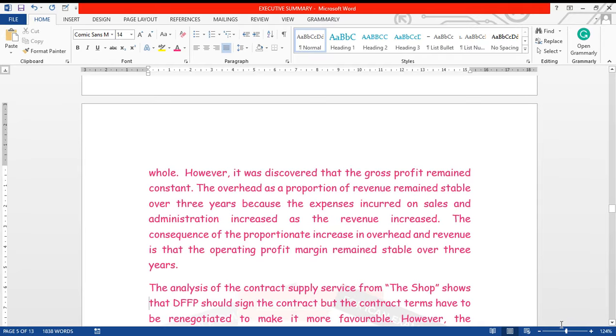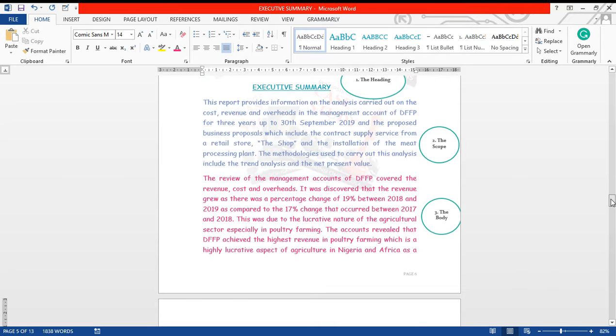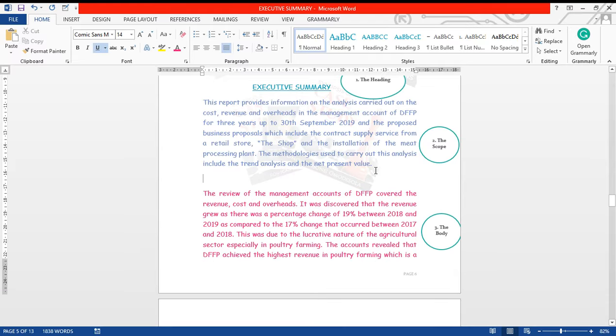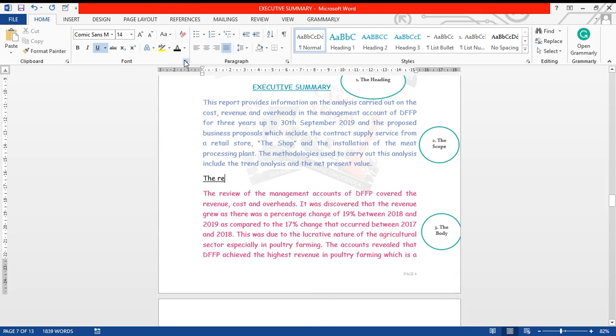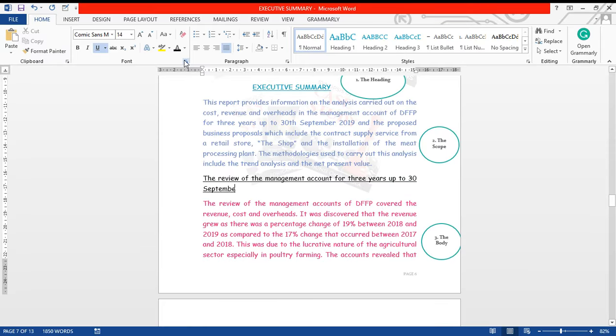Now, let's say you wanted to do heading by heading in this situation. I could have said something like, okay, let's have black ink. I could have said something like the review of the management accounts for 3 years up to 30 September 2019. That's the heading, right?